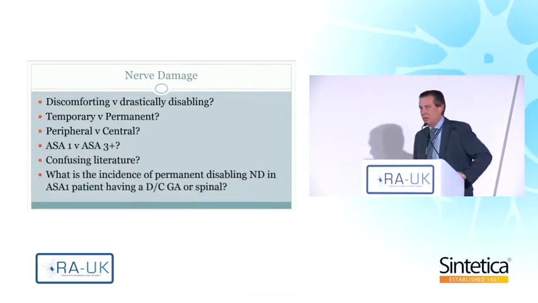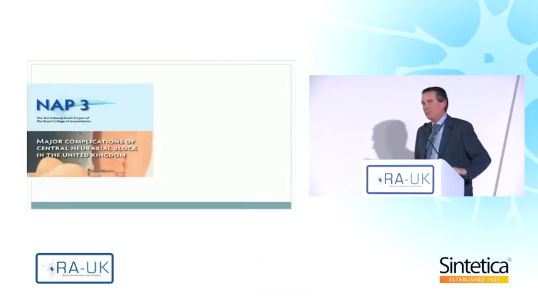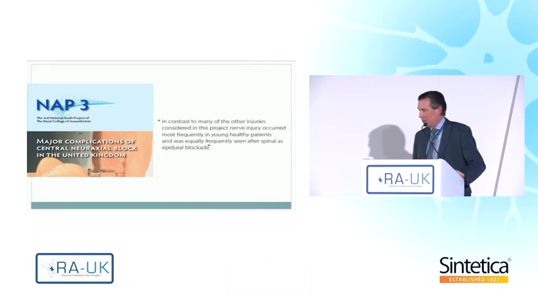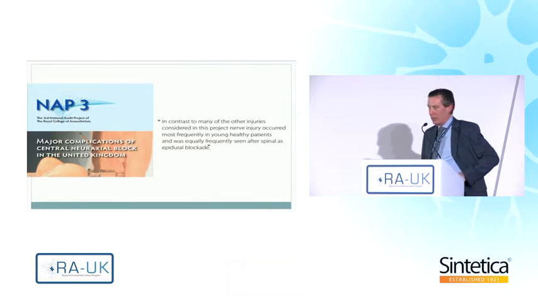But really what this comes down to is: what is the incidence of permanent disabling nerve damage in an ASA1 patient having a day case general anesthetic compared to a spinal anesthetic? And NAP3 tells us some anecdote. In contrast to many of the other injuries considered in this project, nerve injury occurred most frequently in young, healthy patients and was equally frequently seen after spinal as epidural blockade.